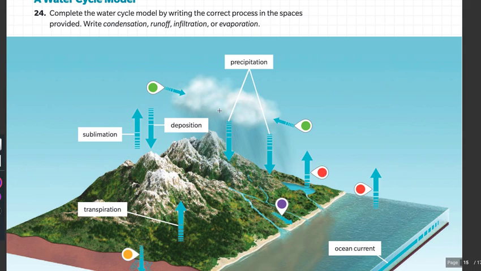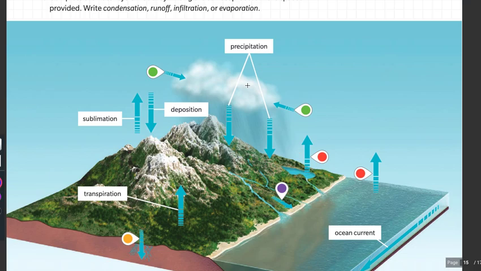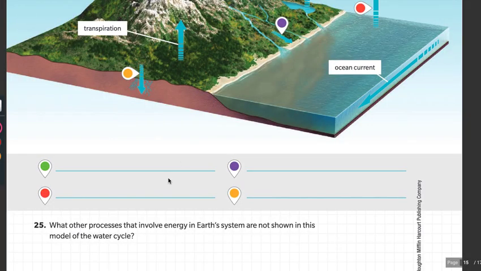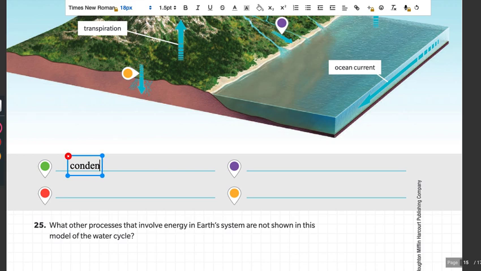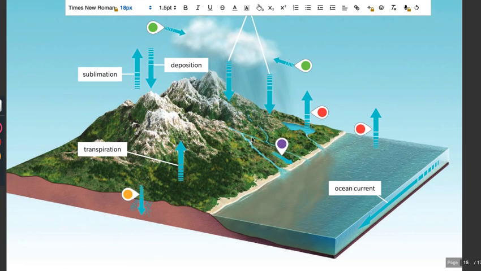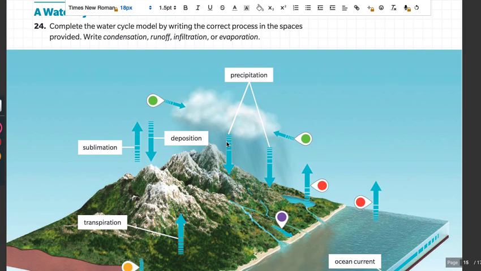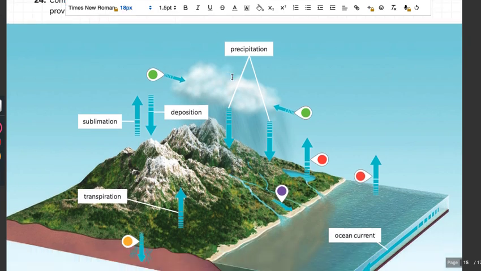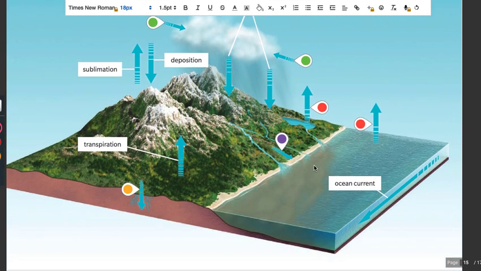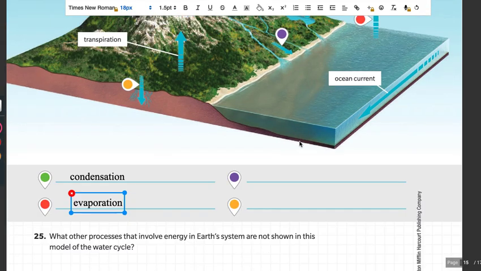So condensation would be the green. The green would be condensation, right? It's condensing into clouds. The red would be evaporation, right? It's going from the ocean and the lake up, so that's evaporation. Purple, what did we need? Runoff and infiltration. So this would be runoff, right? The water is running off the land into the ocean. And then the orangey yellow color is the water seeping into the ground. So that is infiltration.